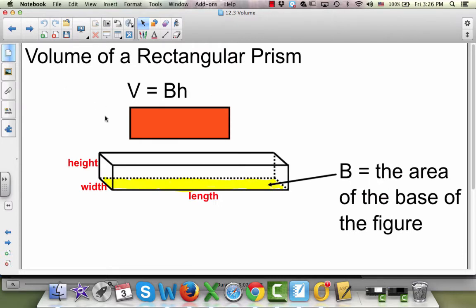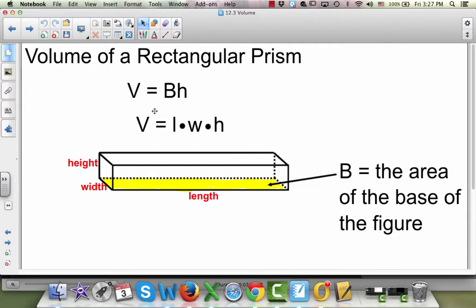So the volume of a rectangular prism, we've got volume equals base times height. And you notice, I'm sure you did, that this was a big B, not a little b. The reason it's a big B is because it stands for the area of the base of the figure. So we're talking about this part of the figure, and we want to find the area of it. Well, this is a rectangle down here, so the area will be length times width. So we've got volume equals length times width times height, which is the formula that you're familiar with.